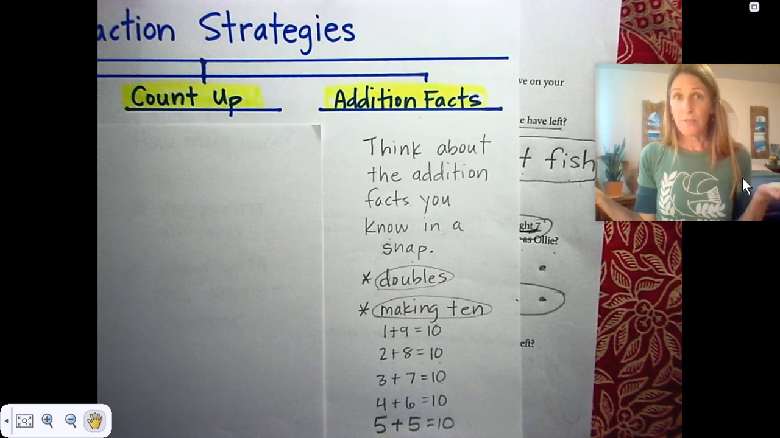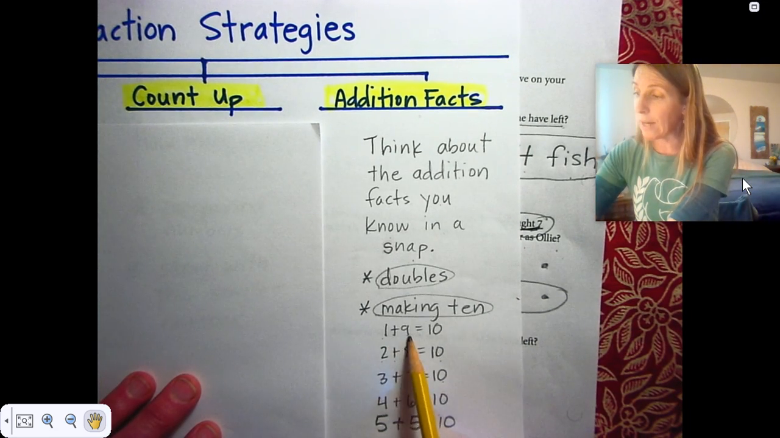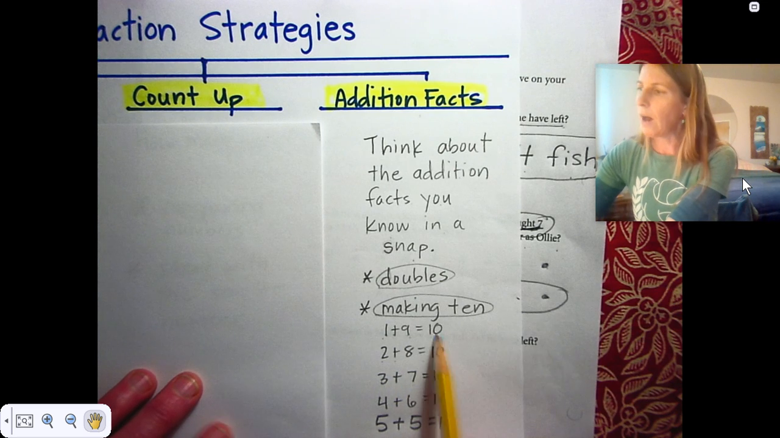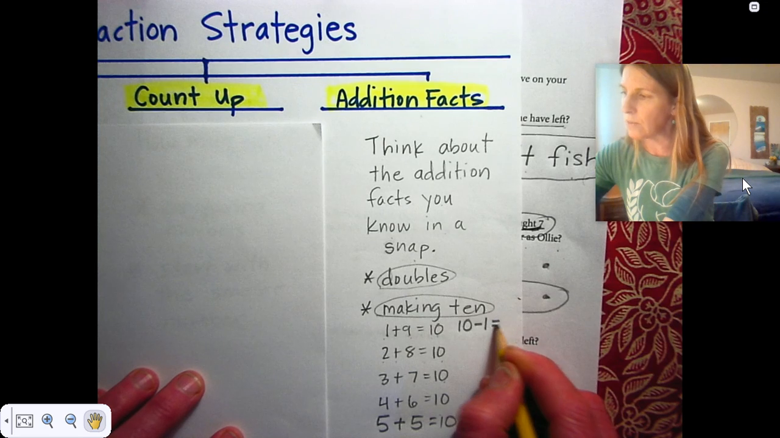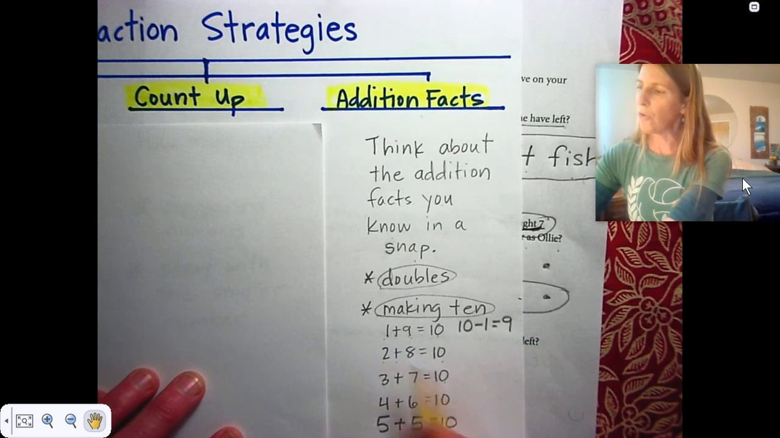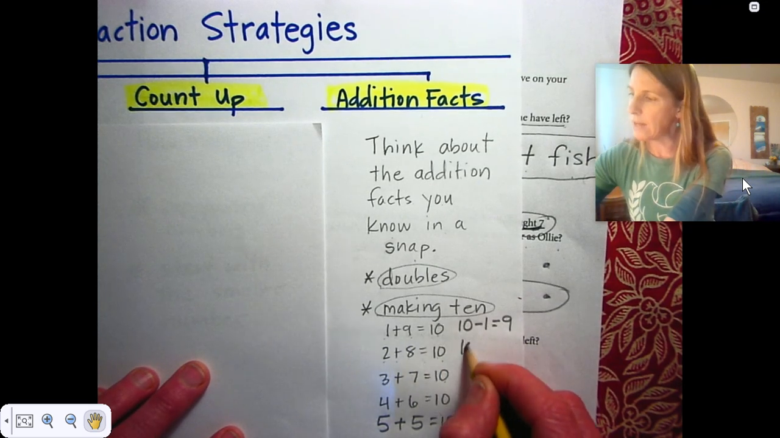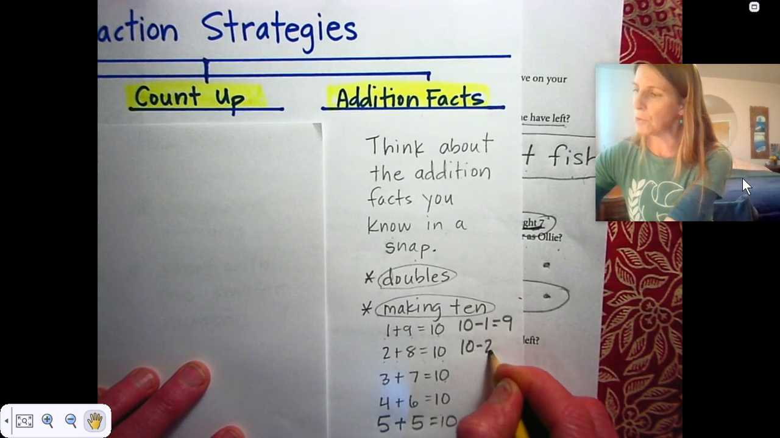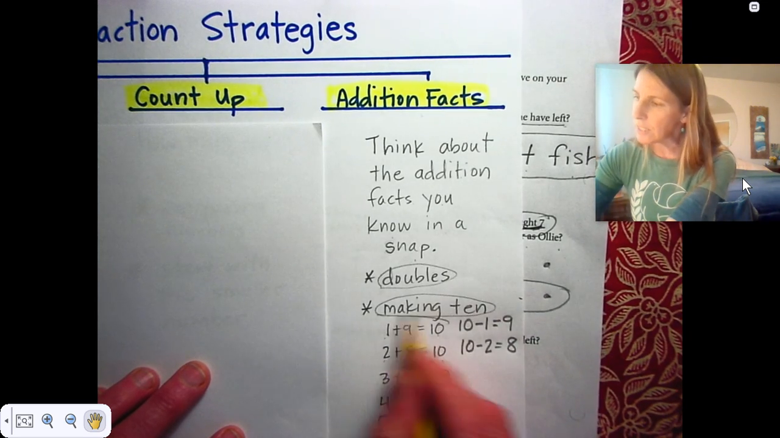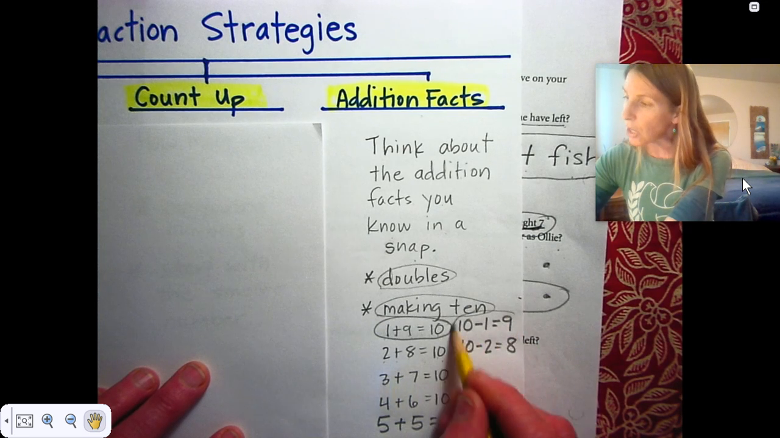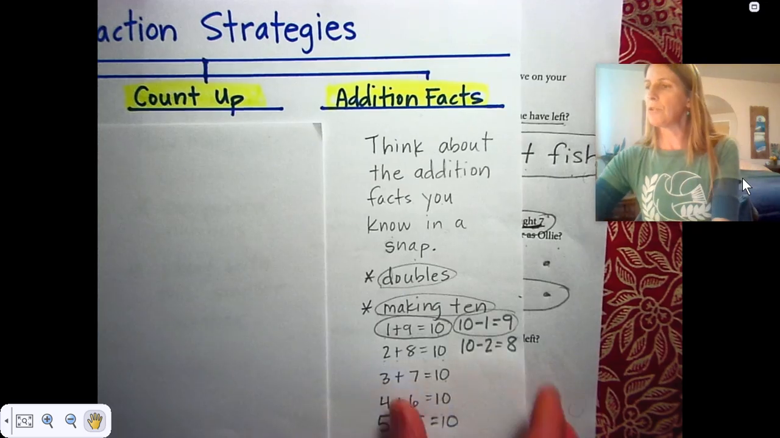Well, those fact families, those subtraction problems that go with it, if we know 1 plus 9 equals 10, then automatically we think, oh yeah, then 10 minus 1 equals 9. Or if we know that 2 plus 8 equals 10, then hey, 10 minus 2 equals 8. Just like that. If you know these ones quickly, you should start learning those ones quickly. They can help you. So let me show you what I mean.